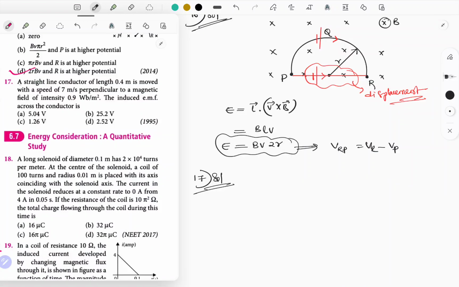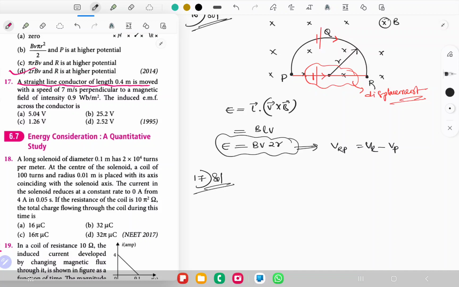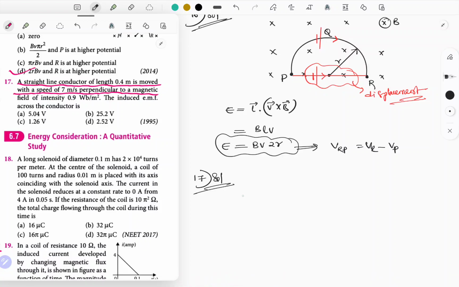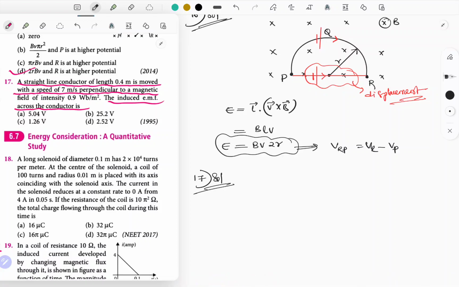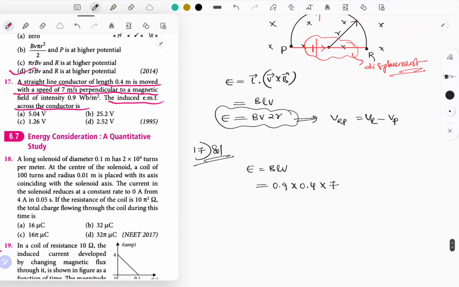Next, question number 17. A straight line conductor of length 0.4 meter moved with a speed of 7 meter per second perpendicular to the magnetic field. Question they're asking is induced EMF across the conductor. Okay. Formula for induced EMF is BLV. So as all of them are perpendicular with each other, B value is 0.9, L value is 0.4, V value is 7. Just multiply all these things, you'll get the answer.